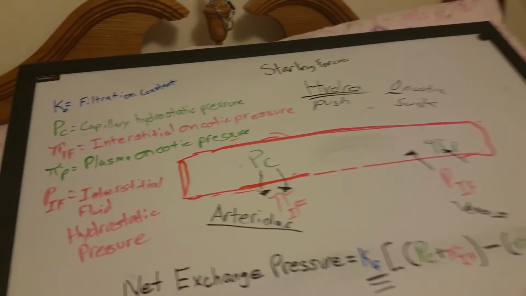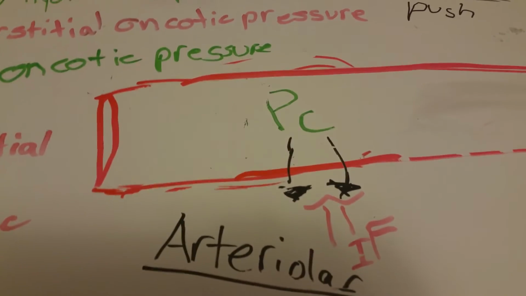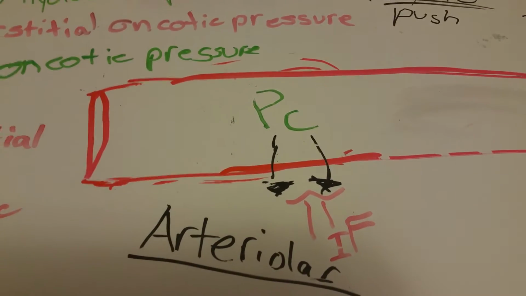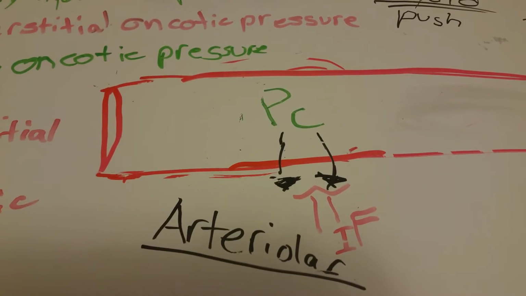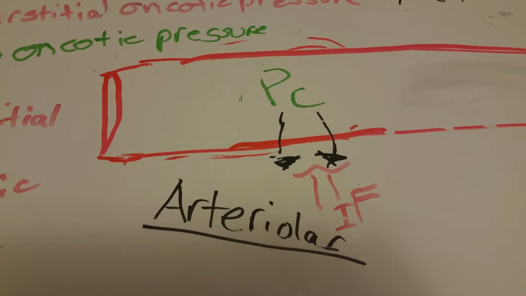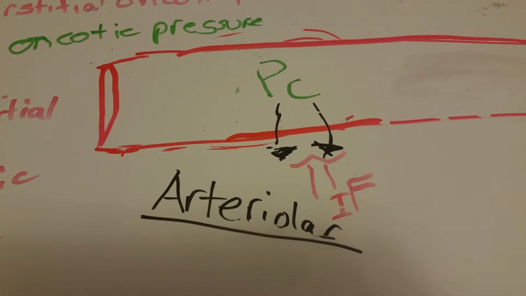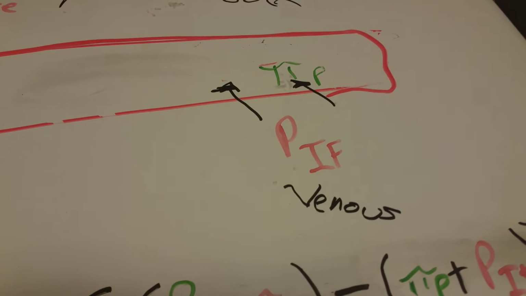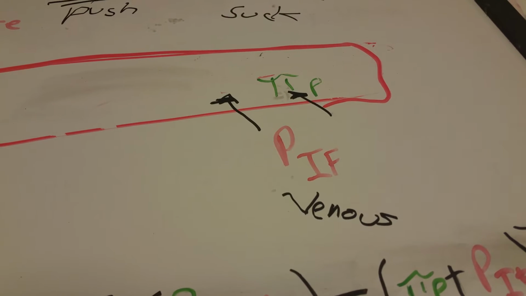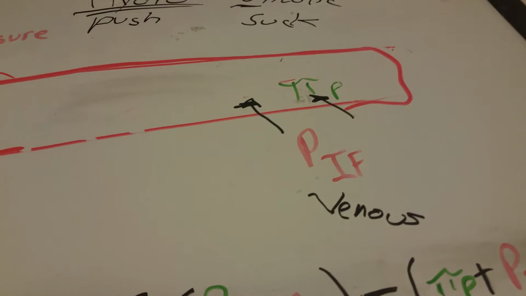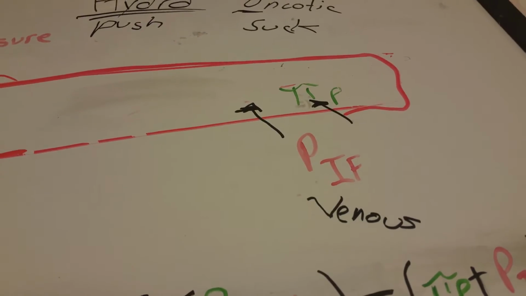So let's start off. We're going to zoom in right here. We see our plasma hydrostatic pressure. And what's it going to do? It's going to push fluid out of the capillary. It's going to push fluid away from it, because that's what hydrostatic pressures always do. They push fluid away from them. Now if we go over here, we see right here is our interstitial fluid hydrostatic pressure. This is in our interstitium, and it's producing hydrostatic pressure that is pushing fluid away from it and back into the capillary.